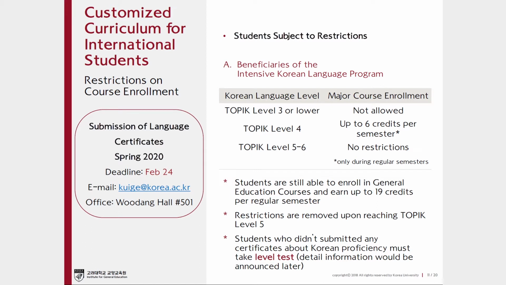Firstly, restrictions on major course enrollment automatically apply to students who are required to undertake the intensive Korean language program, and it differs by your Korean language level as you can see in the table. If you have topic level 3 or lower, you cannot take major courses at all, and if you have topic level 4, you can take major course only up to 6 credits per semester. But even if you have restrictions on major course enrollment, you can enroll in general education courses, so you can take the classes up to 19 credits per regular semester.